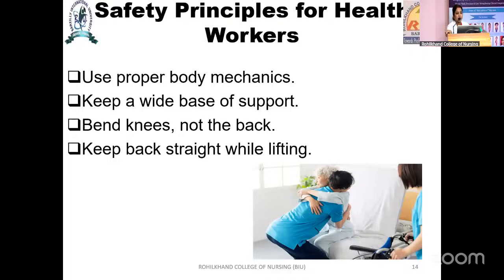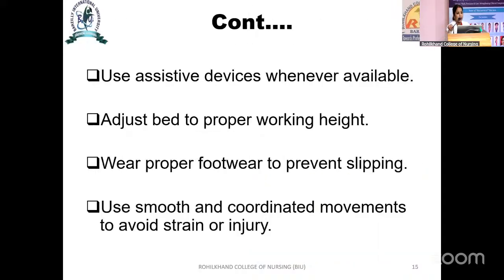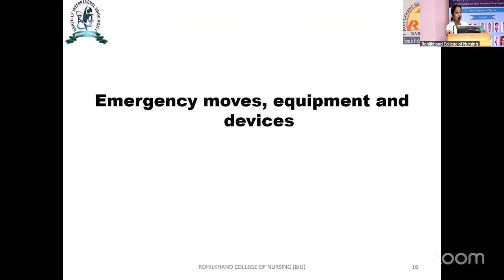Safety principles for the health worker. What are the safety principles for health workers? Firstly, use proper body mechanics. Keep a wide base of support. Bend knees, not the back. Keep the back straight while lifting. Use assistive devices whenever available, like a mechanical stretcher, electric bed, and so on. Adjust the bed to a proper working height. Wear proper footwear to prevent slipping. Use smooth and coordinated movement to avoid strain and injuries. So let's talk about emergency moves, equipment, and devices.